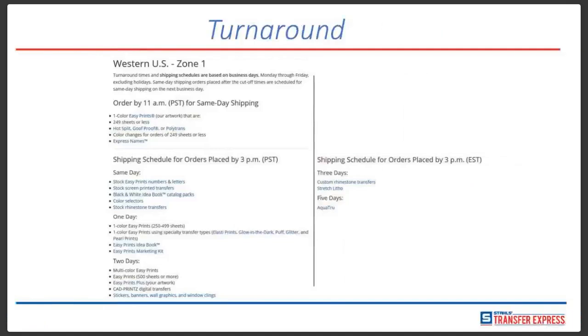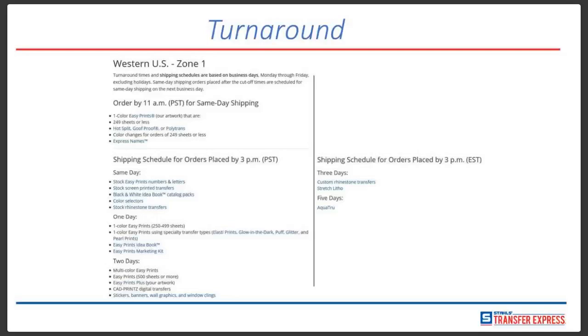We do have several other options as far as with our shipping schedule here for orders that are placed within the different time zones here. So for example, again, if you order by 11 a.m. Pacific time, you do get the same day shipping for our one color Easy Prints. Again, if that's under 249 sheets or less. Some of our popular inks would be our Hot Split, Goof Proof, Polytrans. If you are ordering express names, numbers, all those by 11, they ship out the same day.